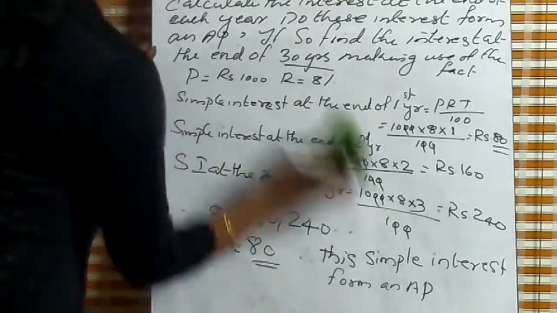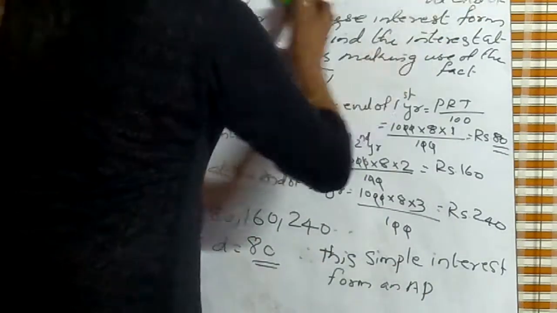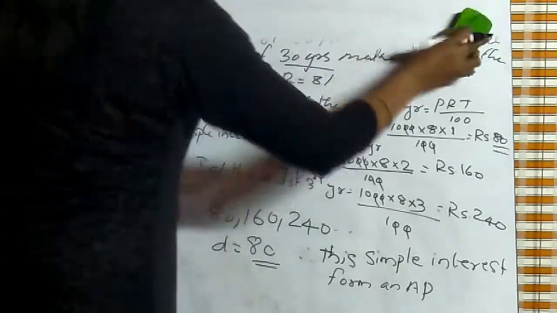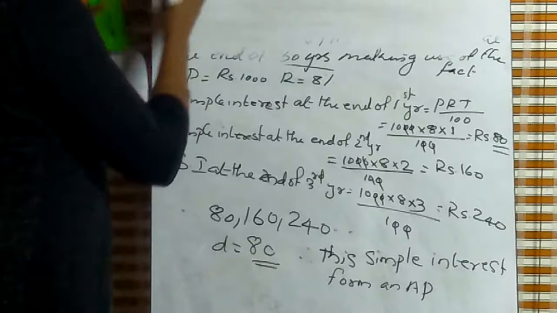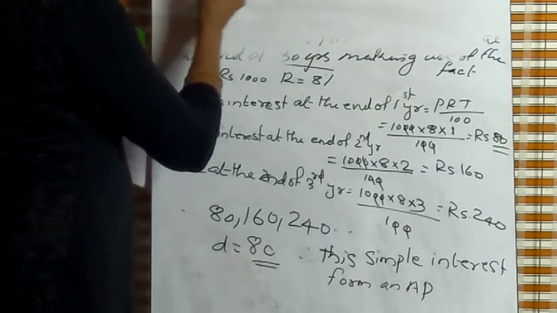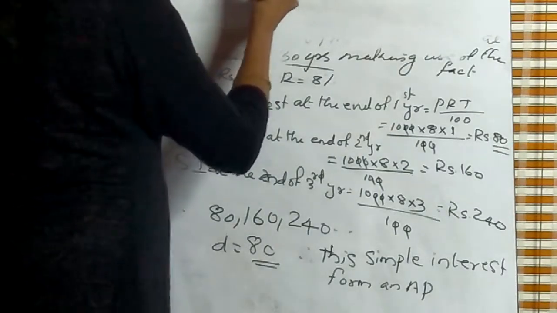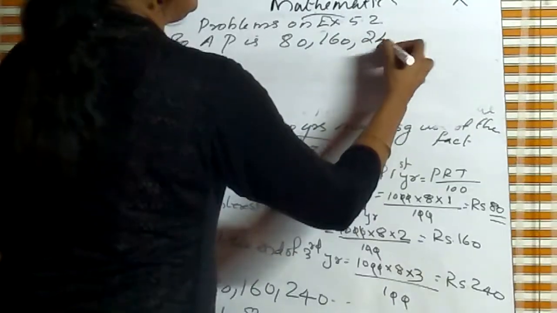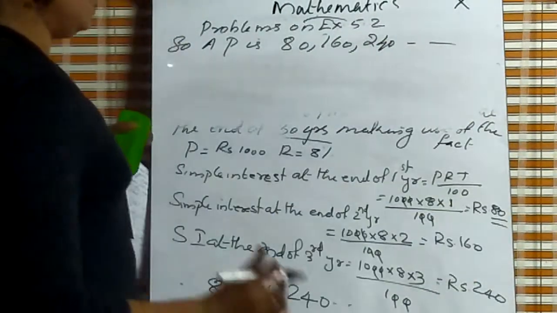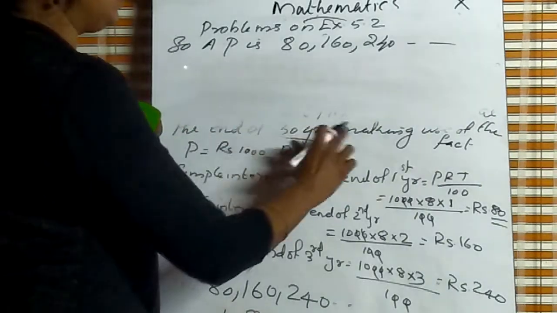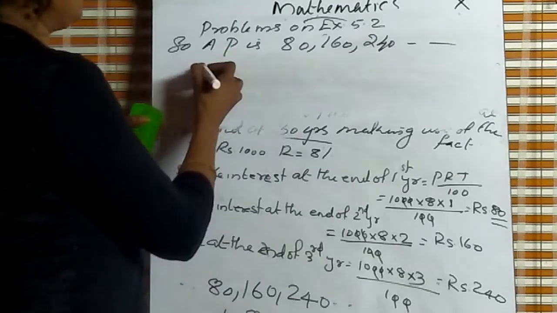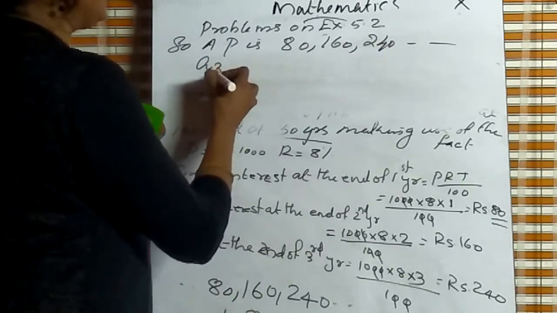And what is the AP here? AP is 80, 160, 240, etc. So, AP is 80, 160, 240, etc. Our question is, what is the interest at the end of 30 years? That means we have to find A30.